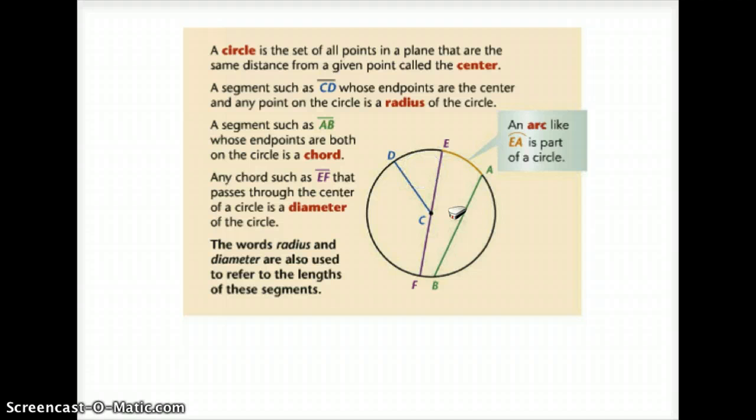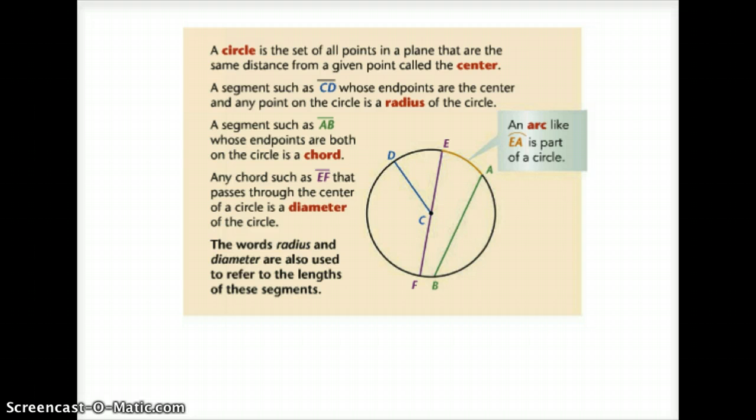Next, what we're going to talk about is segment CD, whose endpoints are the center and any point on the circle. That's always called a radius. So a radius always goes to the exact center of the circle and goes anywhere else on the outside of your circle. You can have an infinite amount of radii. So right now on your paper, will you draw a radius on your circle and label it CD? Feel free to pause the video at any time if I'm going too fast.